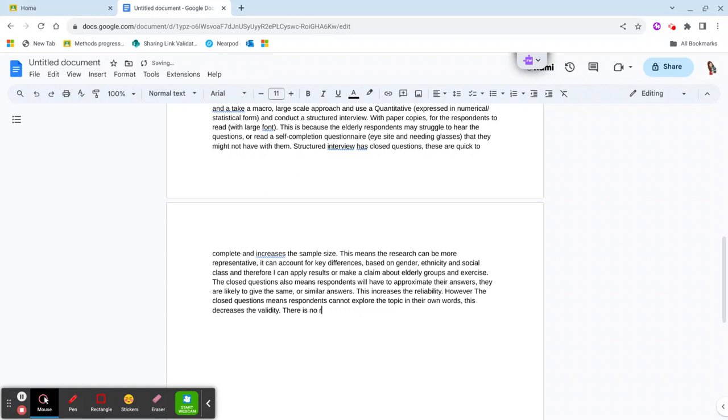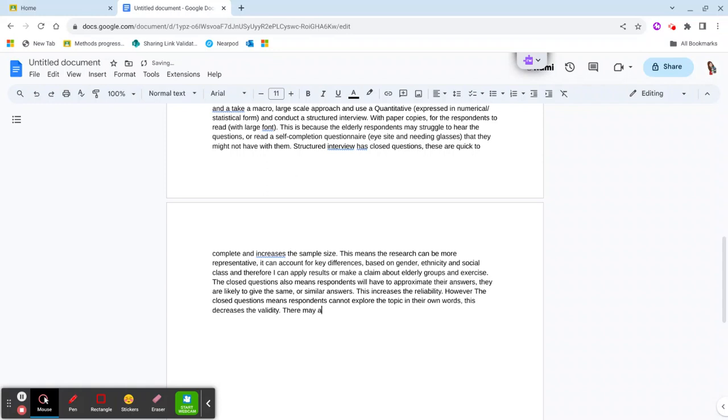There is no rapport or relationship. So there's no, wow, it's an interview. So do we build a rapport or a relationship? Maybe we'll come back to that. So this decreases the validity.